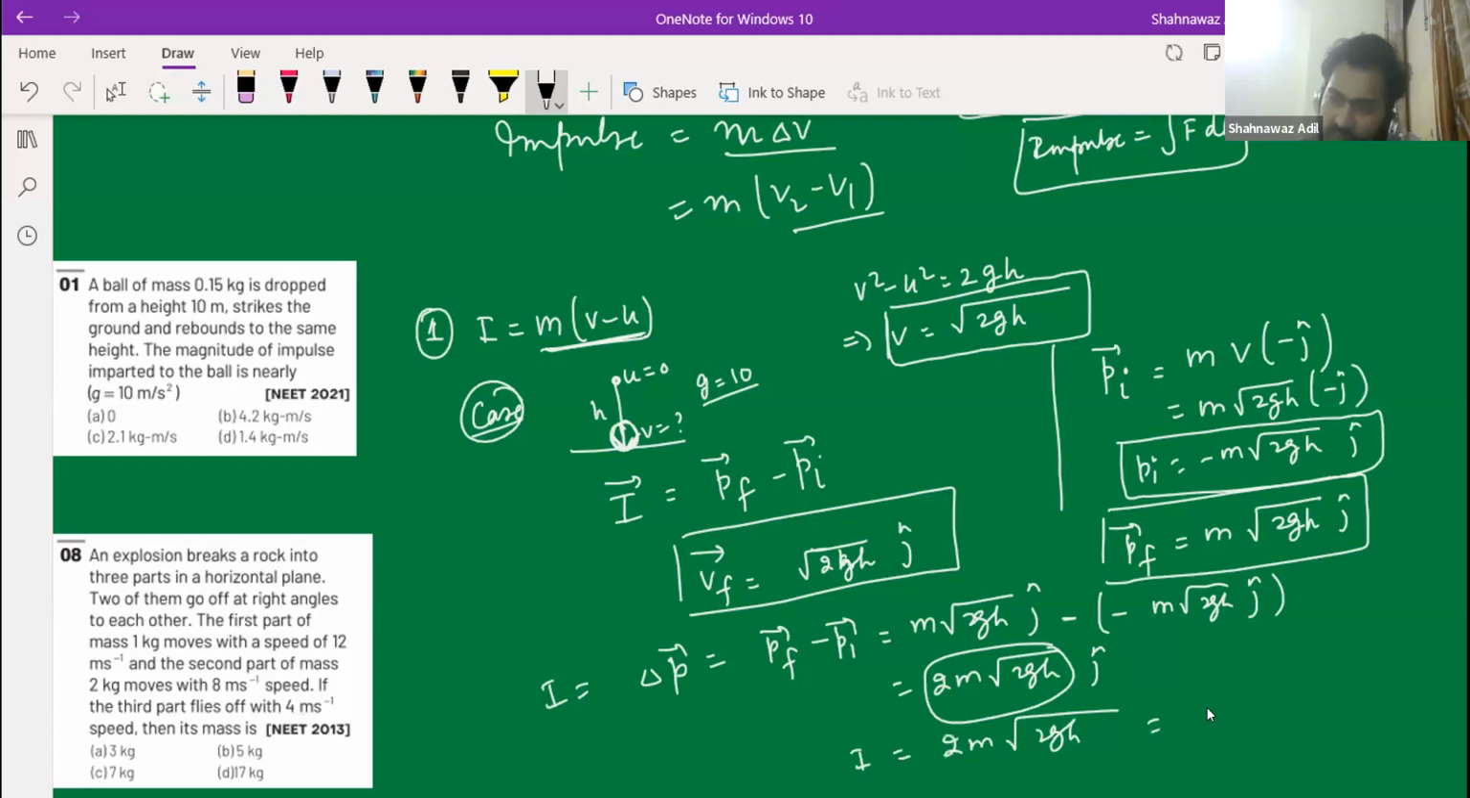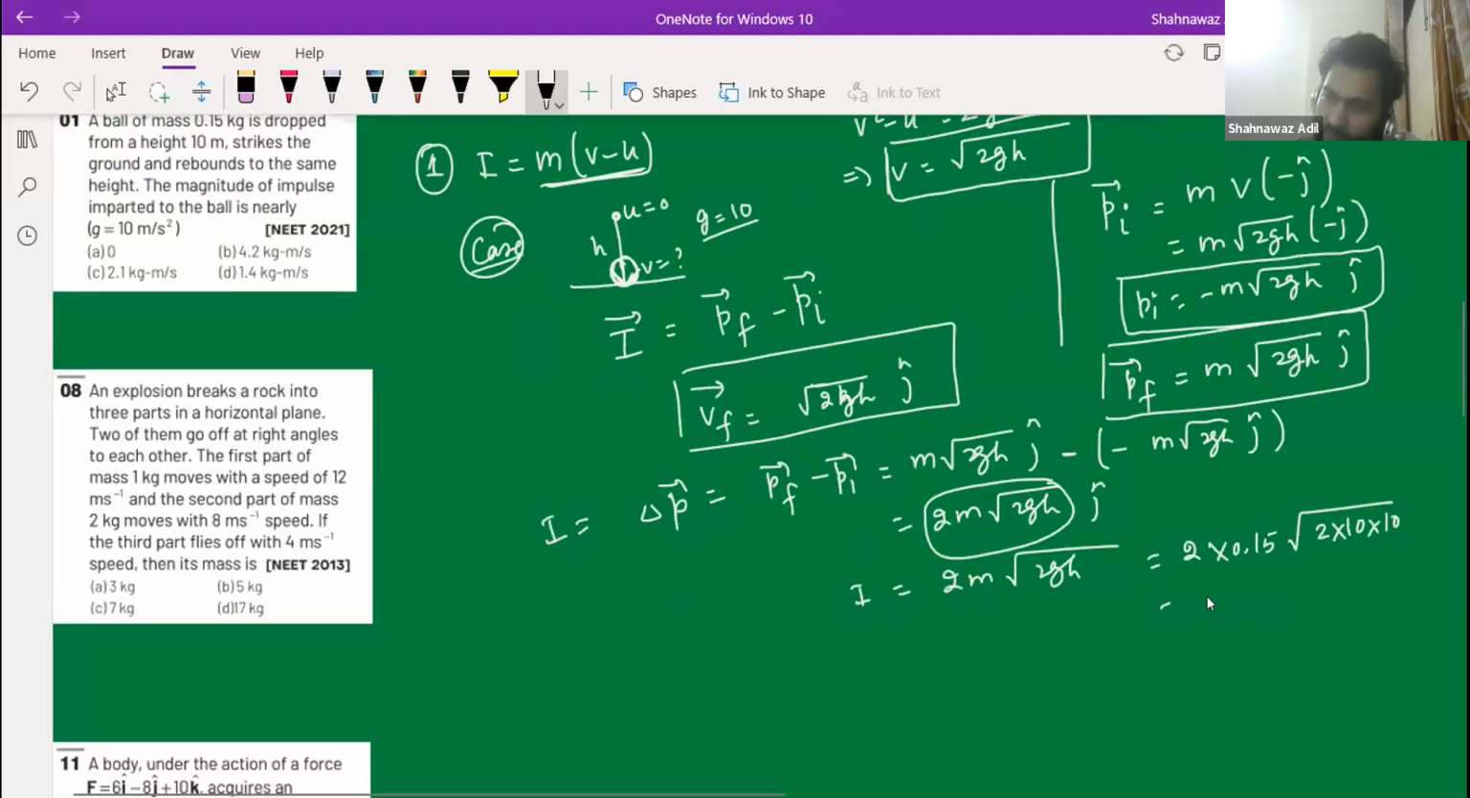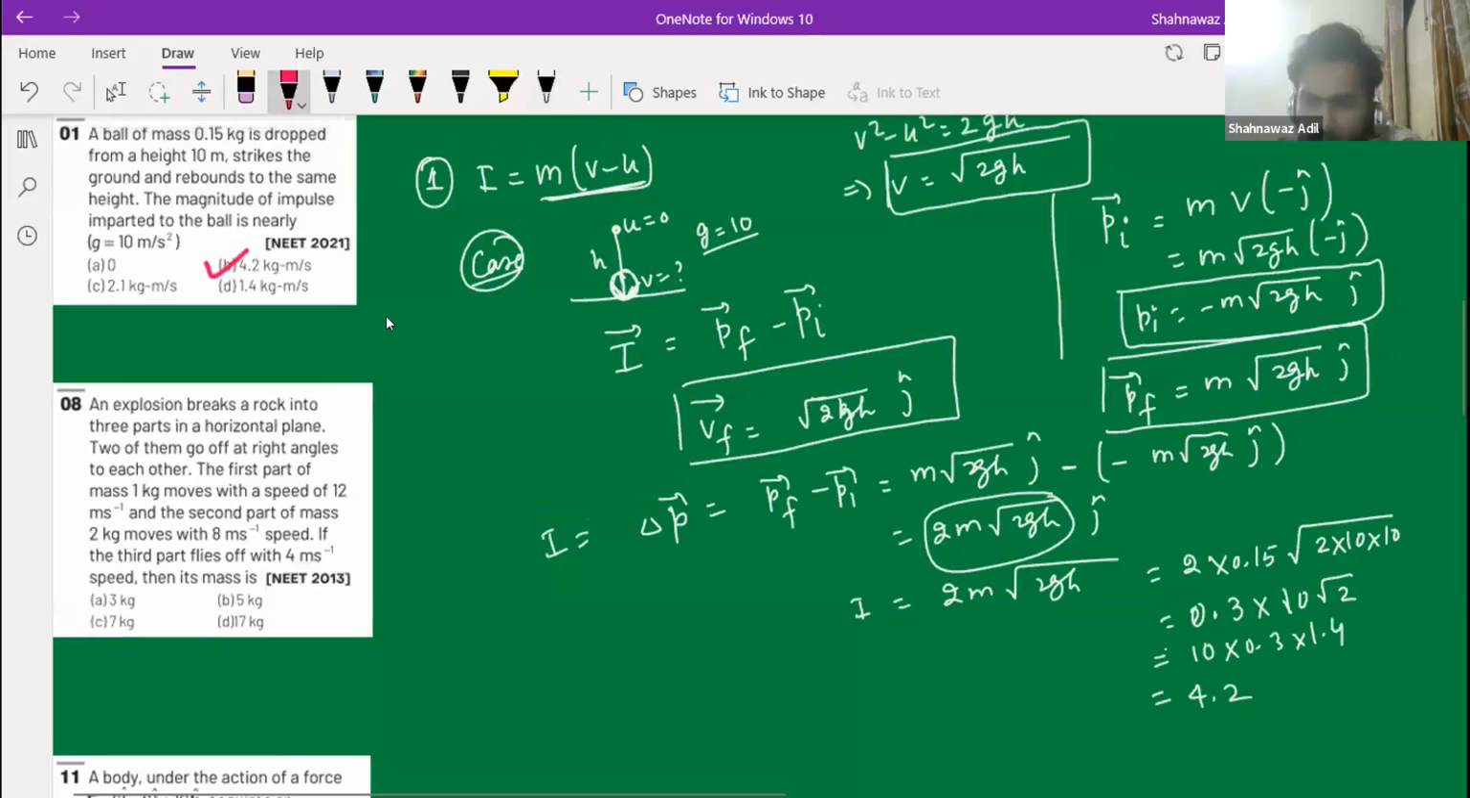So what are these values? 2m is 1, and then root of 2 times 10 times h, and h is how much? 10. So how much is this quantity? So 1 times root of 10 root 2, so this is 3 times 1.4. So 14 threes are 42, so this would be 4.2. This would be the answer. Is it clear, guys?